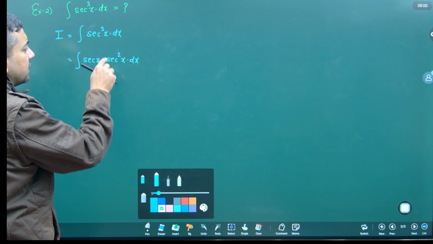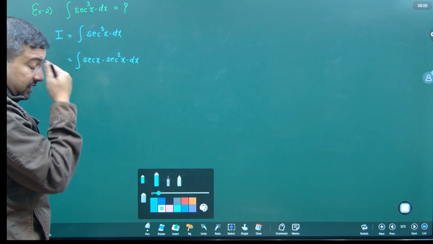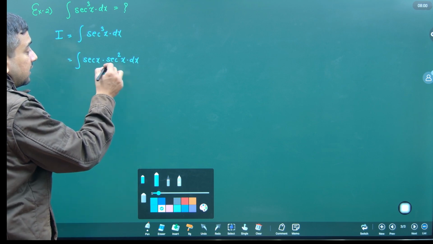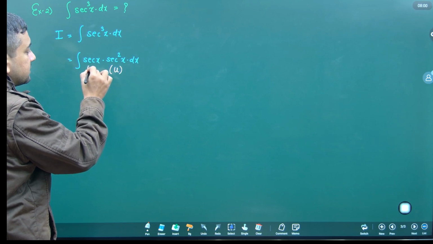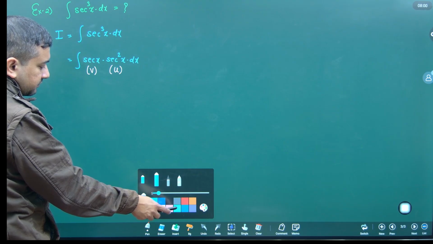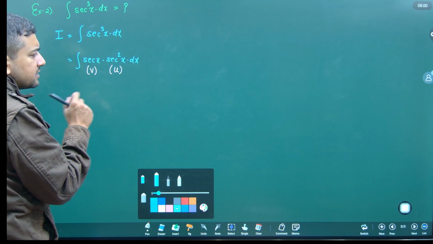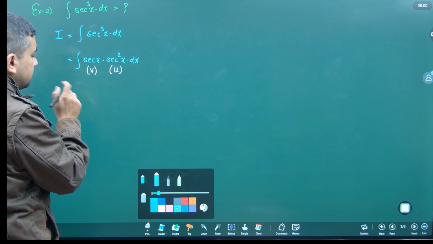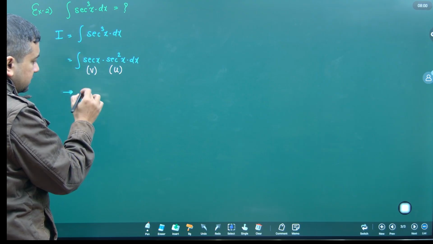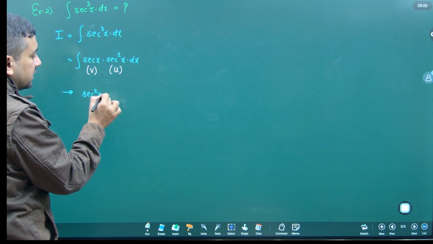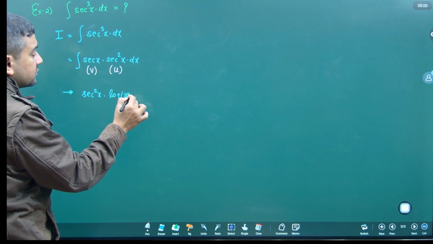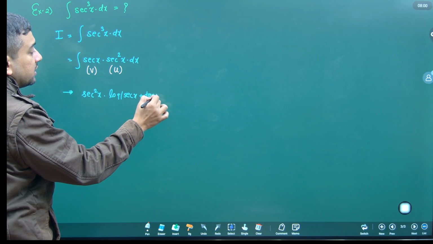which integral do we know? See, the integral of sec x is known to you, no doubt. But if I consider this as u and this as v, what will happen? Let us say some students consider this as u, this as v. Don't write, just see what will happen. First function, sec square x, into integral of second. What is the integral of sec x? Log of sec x plus tan x. Okay, terms are increasing.